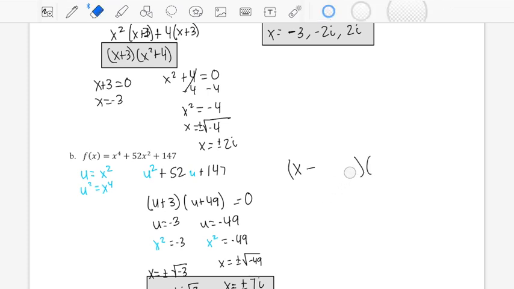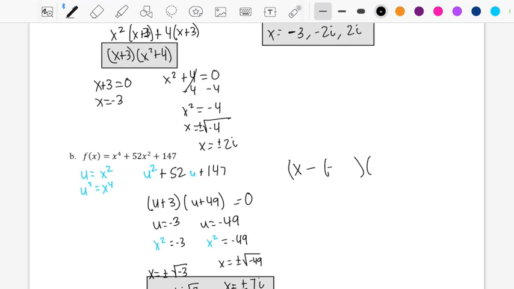Well, I need to do x minus a negative i root 3. And I also need to do x minus a positive i root 3. And I need to do x minus a negative 7i. And I need to do x minus a positive 7i. So what ends up happening is that this, of course, becomes a plus because we're minusing a negative.